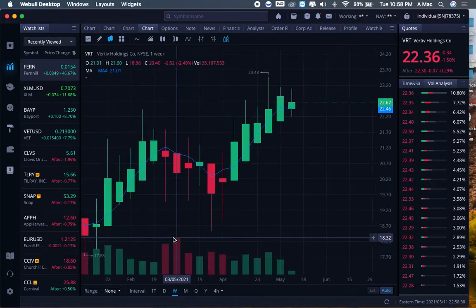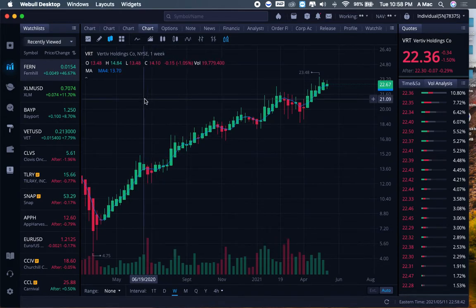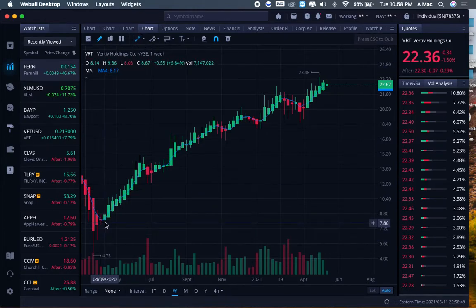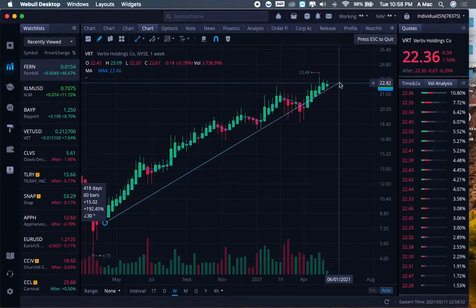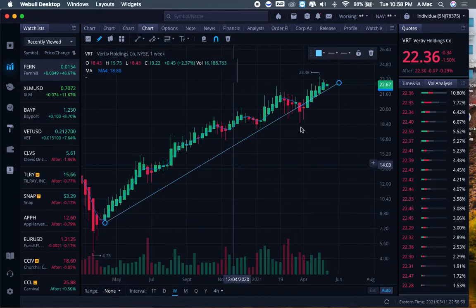On the weekly, same thing. Look at that. Up, up, up, all the way. Look at that line. It started all the way down here, and we went all the way up here. But this period is from 4/20 all the way to 5/11. Almost 30 days. Look at that. From $8 to $22 in 30 days.